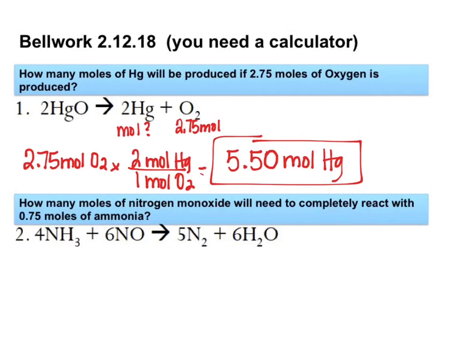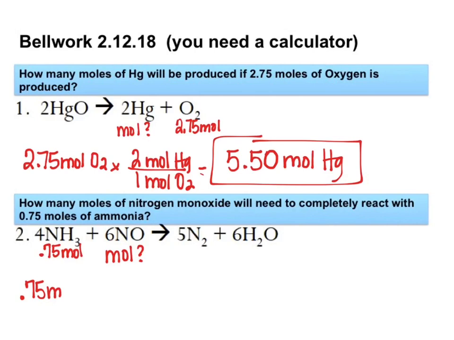Okay, so our next step is to find how many moles of nitrogen monoxide will be needed for 0.75 moles of ammonia. So which one is nitrogen monoxide? The 6NO. And which one is ammonia? 4NH3. So we've got our little start there. So we start with what we know.